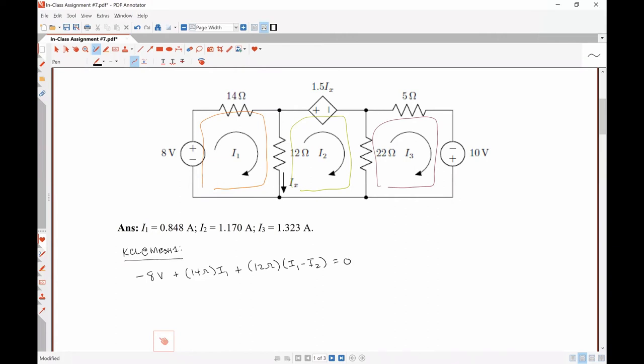Wouldn't that technically be KVL at mesh one? No, you're absolutely right. It is KVL, not KCL. Thank you. That is my fault. Kirchhoff's voltage law. Yes, you're 100% correct there. KCL is nodal, KVL is mesh.